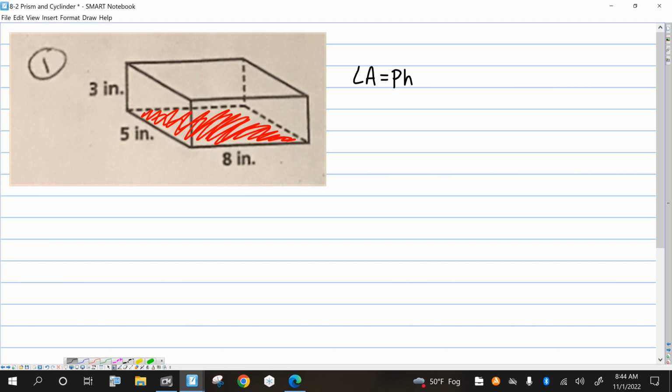8 and 5. So the first thing we want to do is find P, which is the perimeter of my base. That's when you add up all the sides, right? So my sides are 8 and 5, and then there's another 8 and 5. Then we multiply it by H, which is the overall height. Now H is the height from base to base. So rectangle to rectangle is how much? 3. So this part is H. You might want to write that beside that number so you know what the overall height is.